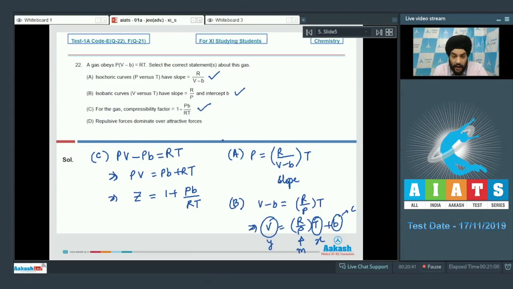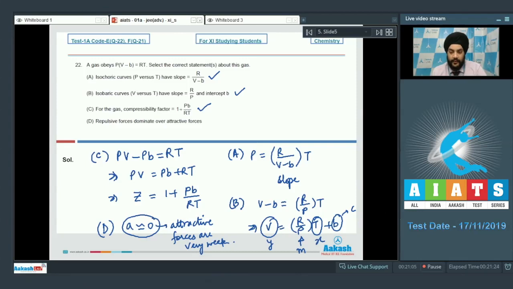Okay. If we talk about the D statement now, it says that repulsive forces dominate over attractive forces. This is also correct, students. In this equation, a is approximately equal to 0 or it is missing, which means that the attractive forces are very weak. Okay, so it means that the repulsive forces dominate over the attractive forces. So the fourth statement is also correct, students, and for question number 22 we have to mark all of these given statements as correct. Okay, let us look at the next question now.